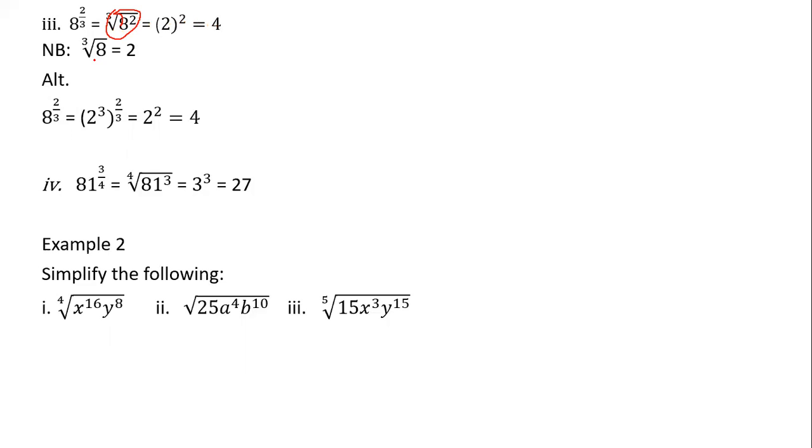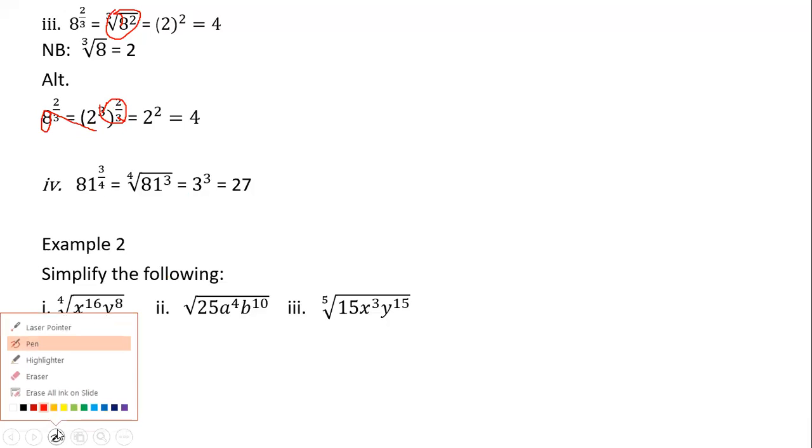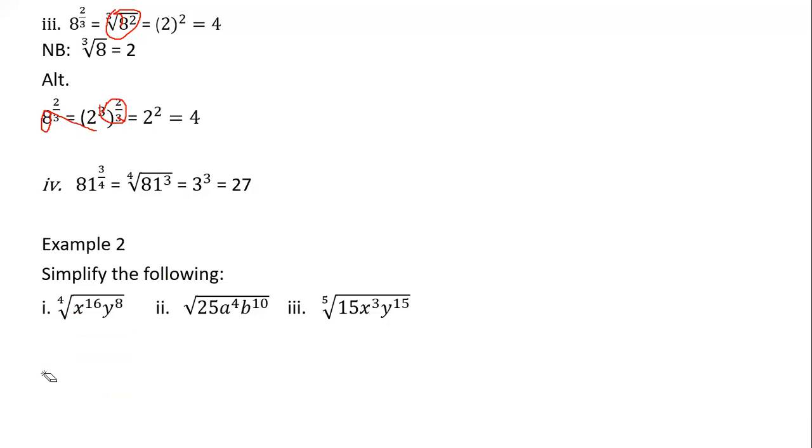Now if you are going by the other way, we can express this 8 as 2 raised to the power 3. Therefore, it becomes 2 raised to the power 3 all power 2 over 3. So by multiplying the powers, this 3 will cancel here. This also will cancel here. So we have 2 raised to the power 2, which is the same as 4.